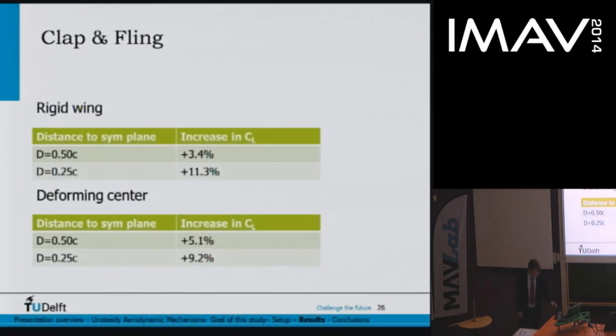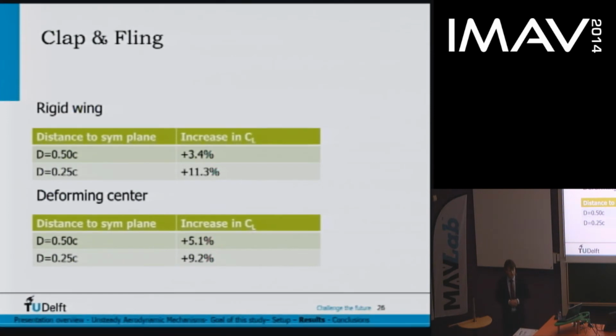indeed the case. So this is, for both the rigid wing and the deforming center case, the increase in average lift coefficient compared to a single wing. Now we see that when we move the wing to a distance of 0.5 chord length to the symmetry plane, in fact, for the rigid case, the average lift coefficient increases by 3.4%, whereas for the deforming center case, it increases 5.1%. So indeed, this increase is larger for the deforming center case, as we expect.